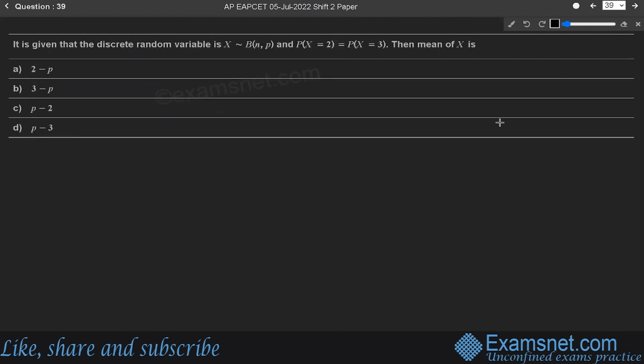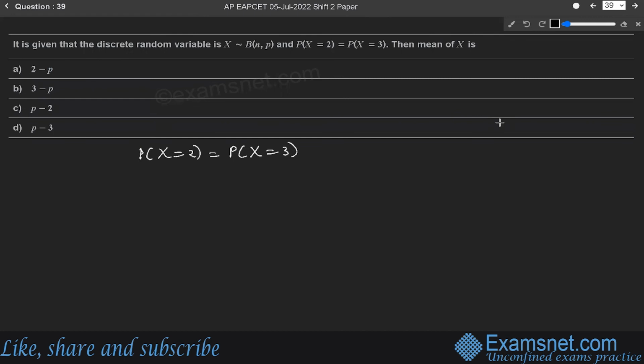Next question is, it is given that the discrete random variable is x such that x follows a distribution with parameters n, p, and P of x equal to 2 is equal to P of x equal to 3. Then the mean of x is. See, this kind of question is also very, very important, and this type of question comes many times in the exam. Not one time, not 2 times, but repeatedly it has come in the exams.